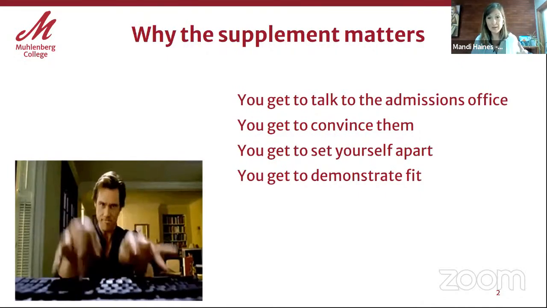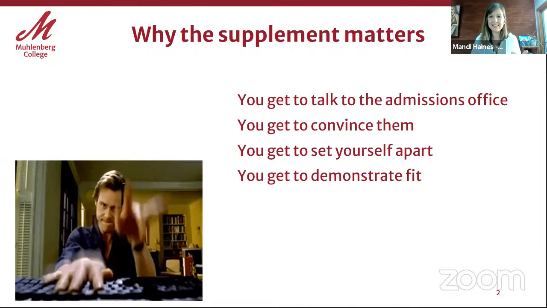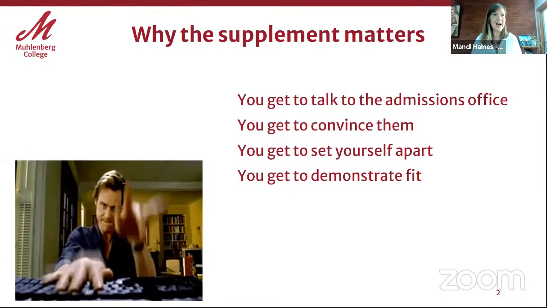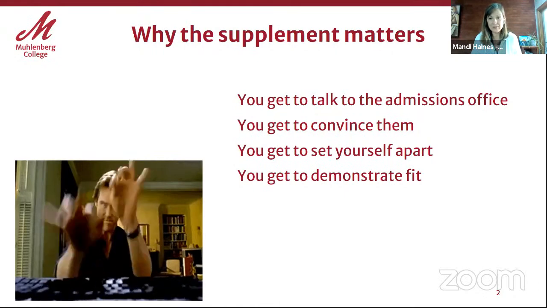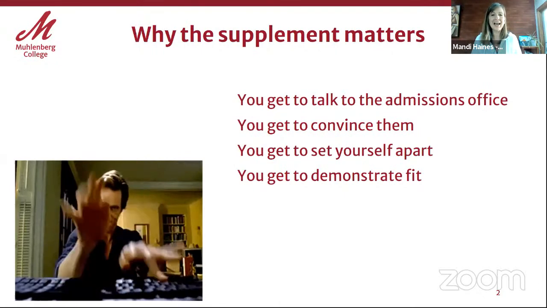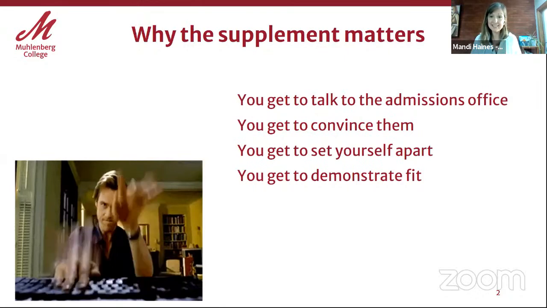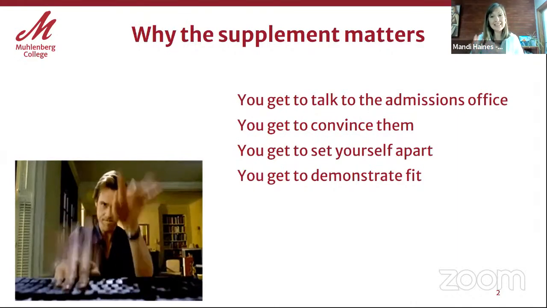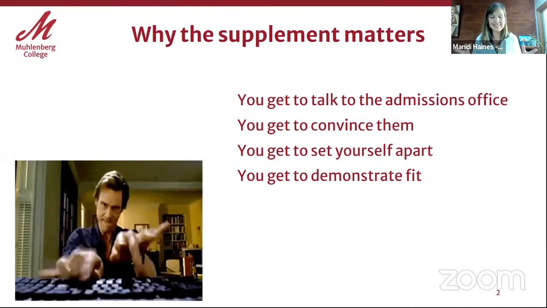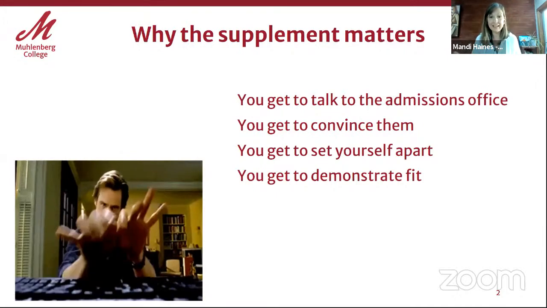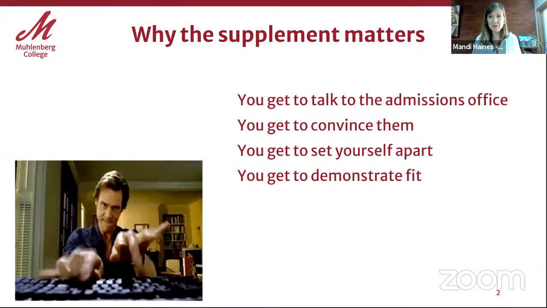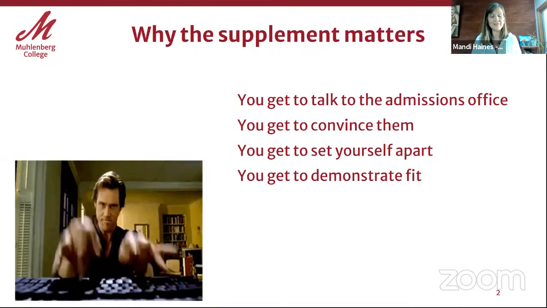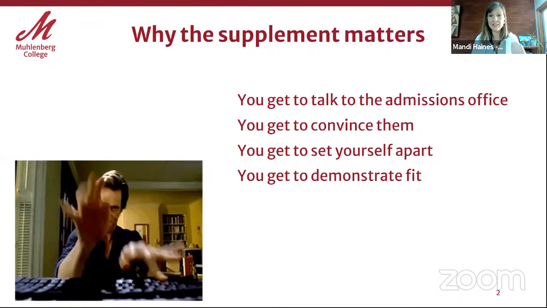So for you as the student, writing these supplemental essays gives you a chance to talk to the admissions office some more, and present another aspect of yourself in your admissions application. You get another chance to convince us that you're a student we want to pay attention to. You get to set yourself apart from other applicants. And again, we're looking at very highly qualified students. So a lot of you are going to have amazing grades, amazing test scores, amazing extracurricular activities, but your supplemental essay is unique to you.